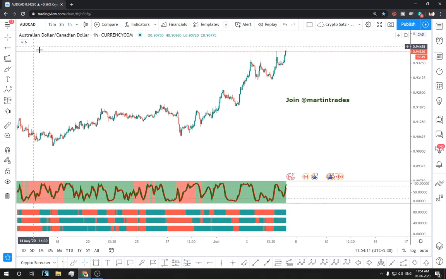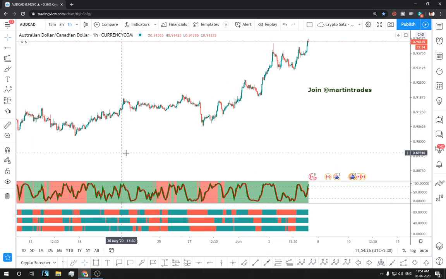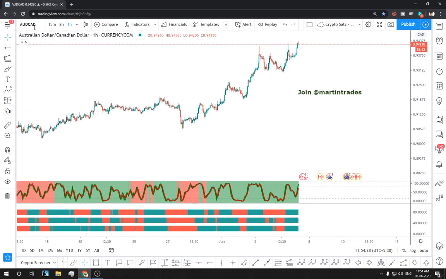So let's see. For this we would need two indicators, which are the Martin Stochastic Trend and the Martin Trend Meter, and support and resistance to find your supports and resistances. But as of now I'll not show that. We'll just see how this strategy works. I have taken the pair AUD CAD on the 1 hour time frame, so we take good swings out of it. Let's review it.